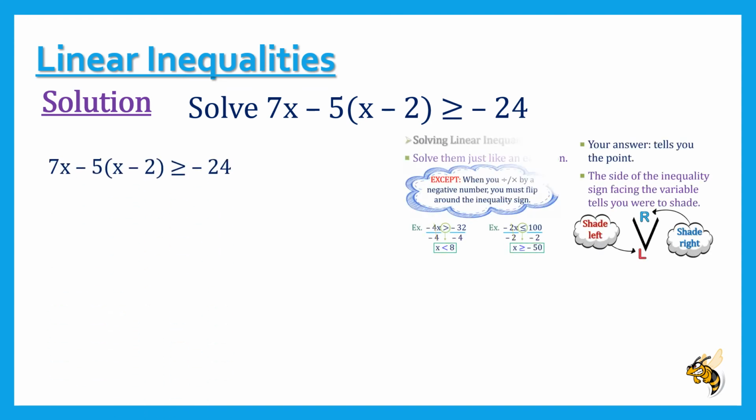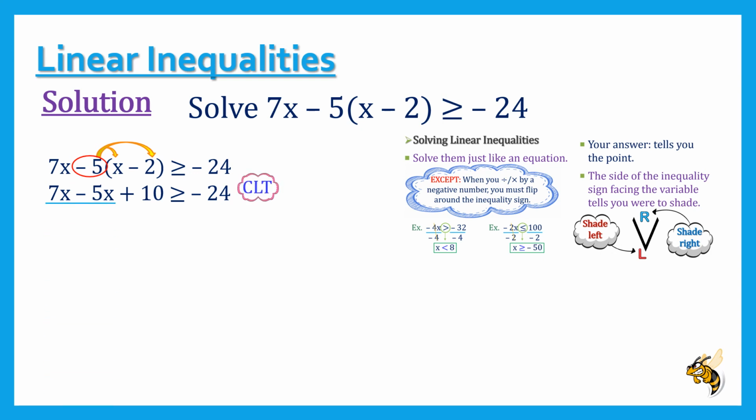Let's put the rules so we can follow along with the rules. First, I want to distribute the negative 5 to everything inside the parentheses. So now I'm going to end up with 7x minus 5x plus 10, because the negative times the negative is positive, is greater or equal to negative 24. Combine like terms. So 7x minus 5x is 2x plus 10 greater or equal to negative 24.